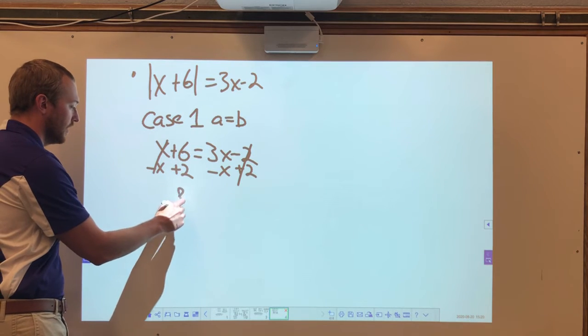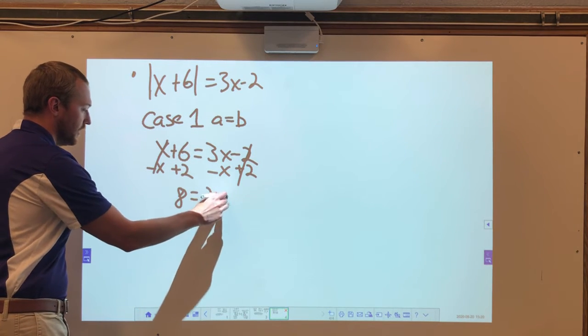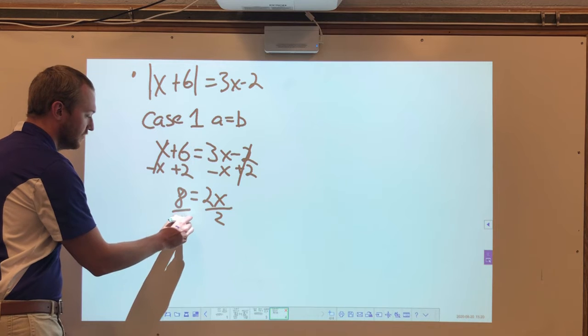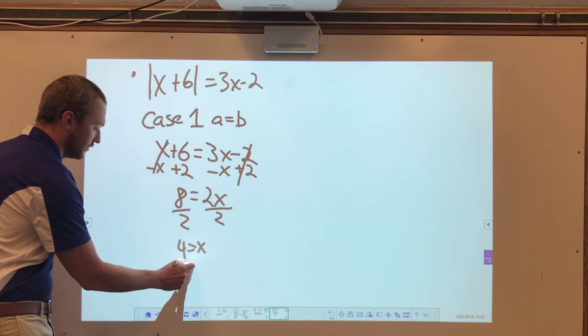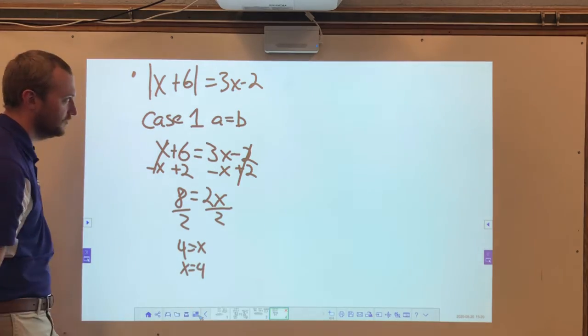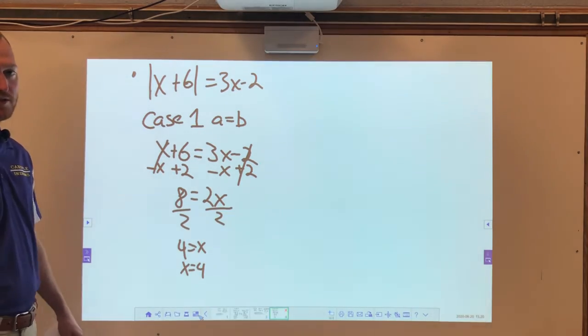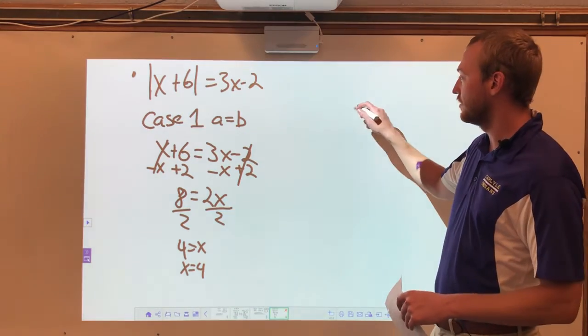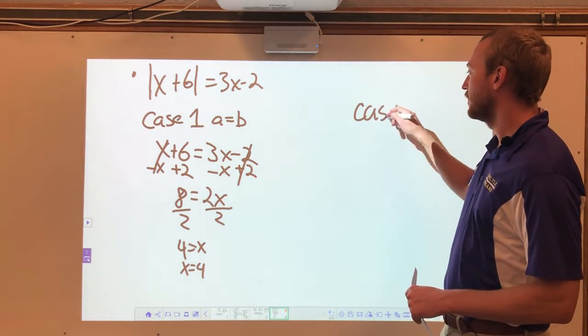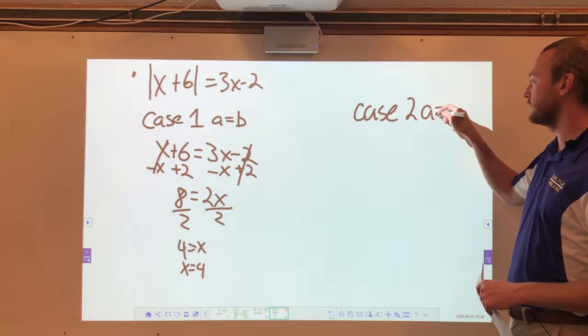We have 8 equals 2x. Divide by 2 on both sides. We get 4 equals x, or x equals 4. I'm not going to circle it yet until we check just to make sure. Again, get in the habit of checking your answers when it comes to absolute value equations.